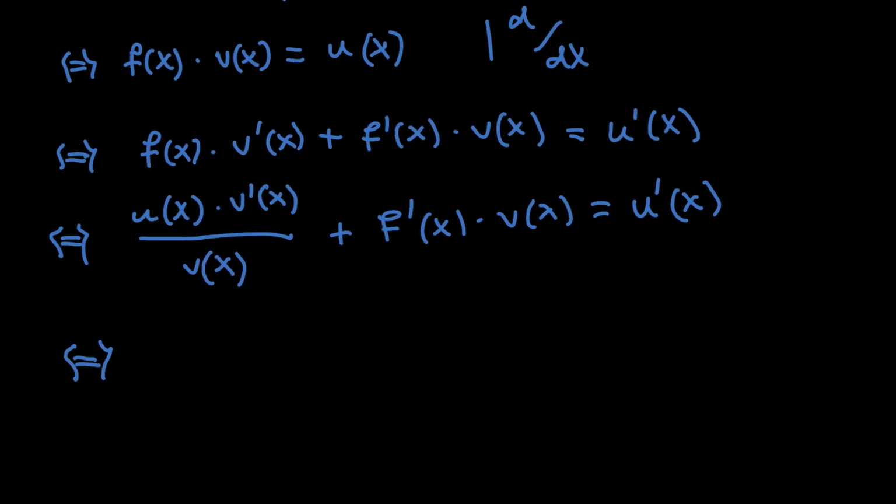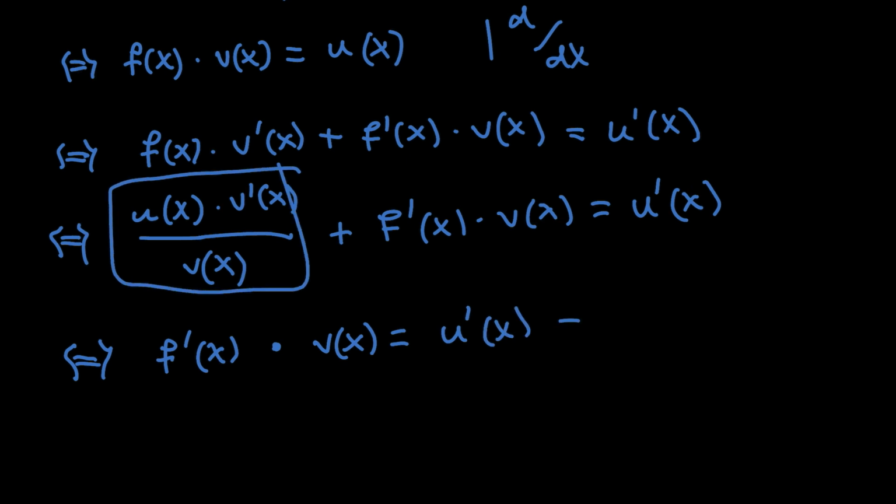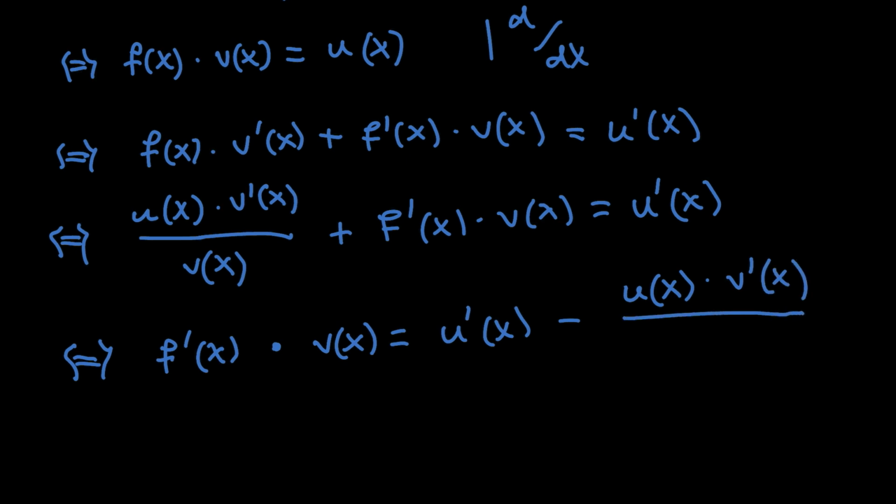And now, of course, we're trying to isolate f dashed of x. So all I have to do is subtract this term, and then we'll be almost there. So I'm going to have f dashed of x times v of x equals u dashed of x minus this whole thing. So that would be u of x times v dashed of x over v of x.